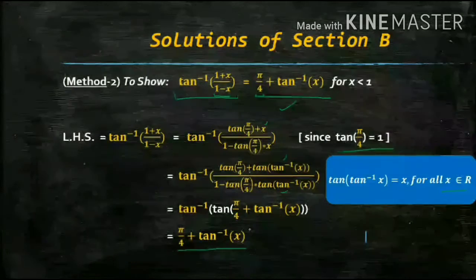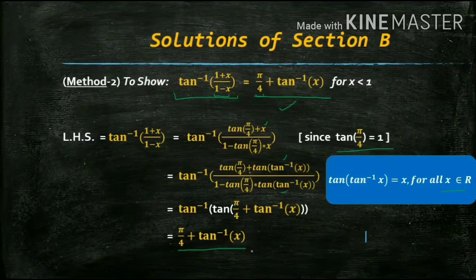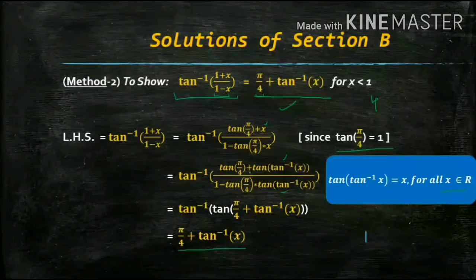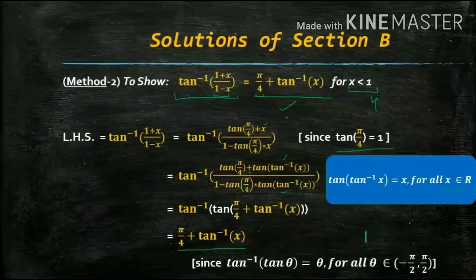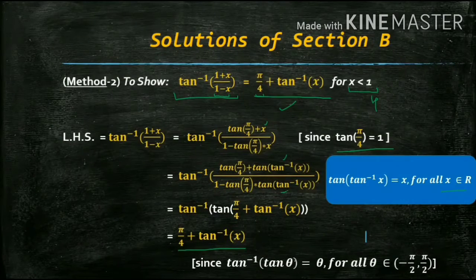In this method also, if you have just shown up till this, you'll only get the 4 marks, because the main part you have to show is that it is true for x less than 1, and directly you can say over here. I'll tell you how. You have used this property in the last step. I have written this. This is the reasoning you have to give.